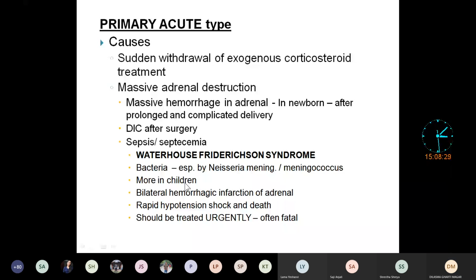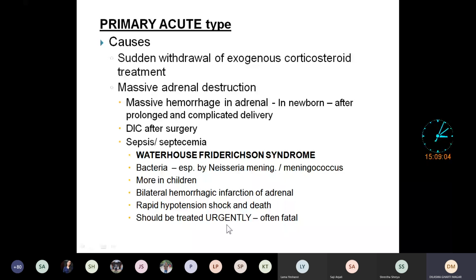There will be adrenal gland hemorrhage, but in both of the glands it will occur, because the infection will not cause damage to only one adrenal gland, isn't it? That's why there will be bilateral damage of the adrenal gland. And here there will be rapid hypotension and then shock. And so it is an emergency. If the patient is not treated urgently, then the person can die. Okay, so it's an emergency condition. It has to be treated urgently. Otherwise it becomes fatal and the patient may die.